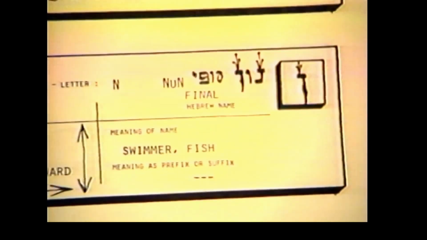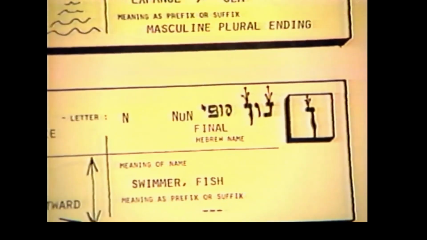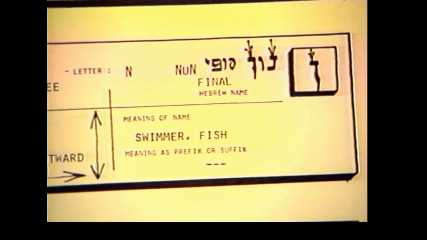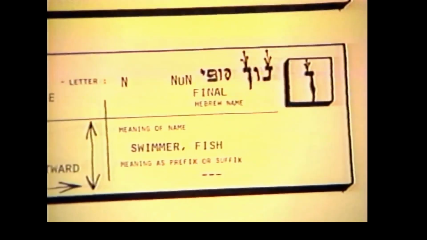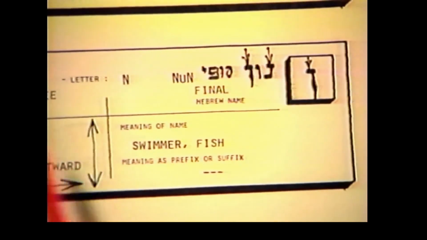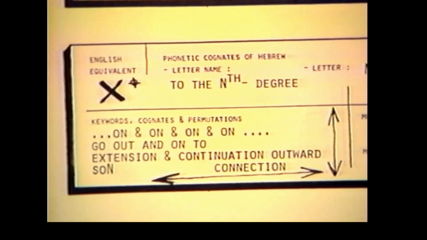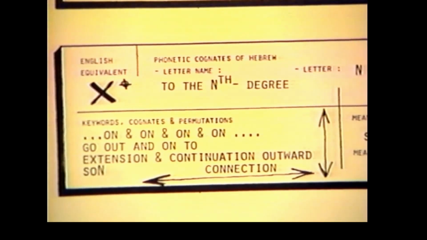And in the final level of the alphabet, the final nun is exactly the same as an N. It means in English to go on and on and on, to extrapolate, to continue outwardly forever. Instead of to look in the eye, one looks out and on, to the nth degree. Nun, again, this idea of swimmer or fish, to the nth degree, on and on and on, to go on and out, it's continuous external extension and connection, outward connection.